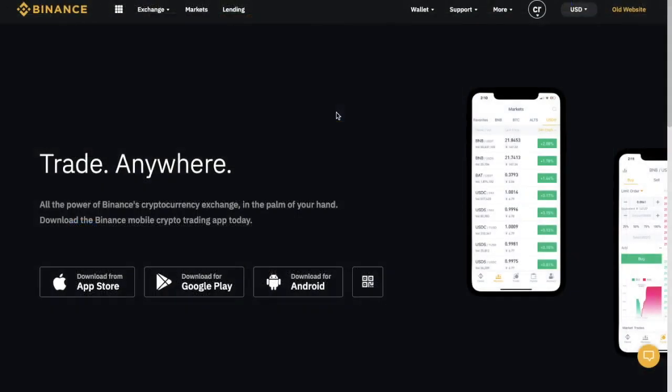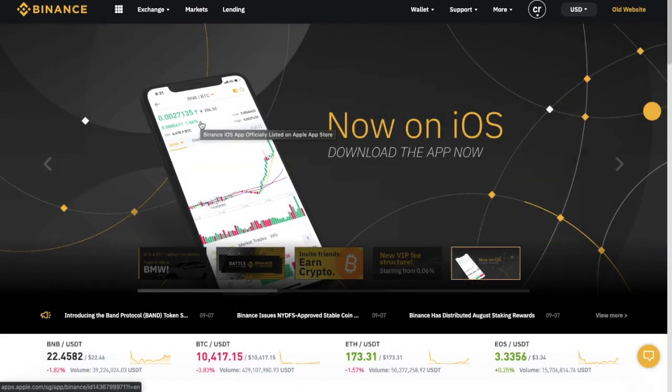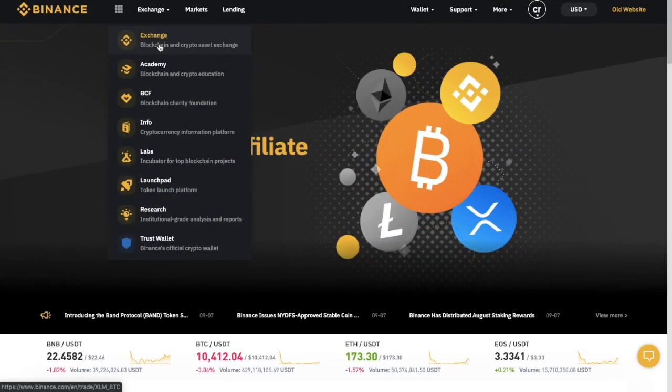There is now a Binance mobile app, so it allows you to trade anywhere from the palm of your hand, and it's available to download from the App Store and from Google Play. But let's take a look around Binance.com. So obviously you have the exchange, but you also have some other different offerings that are available in here now.